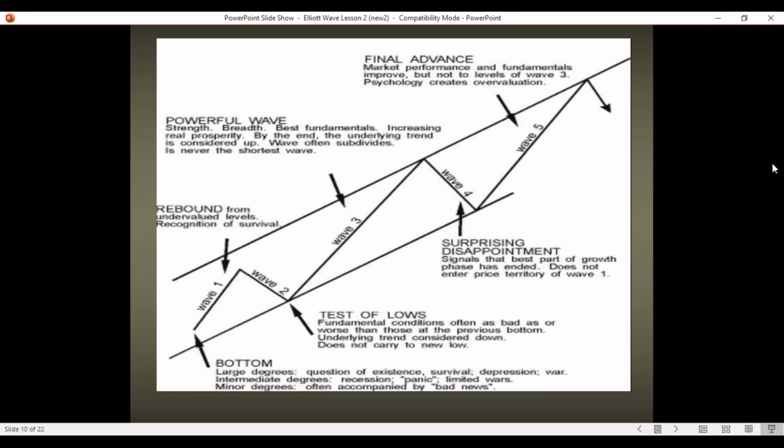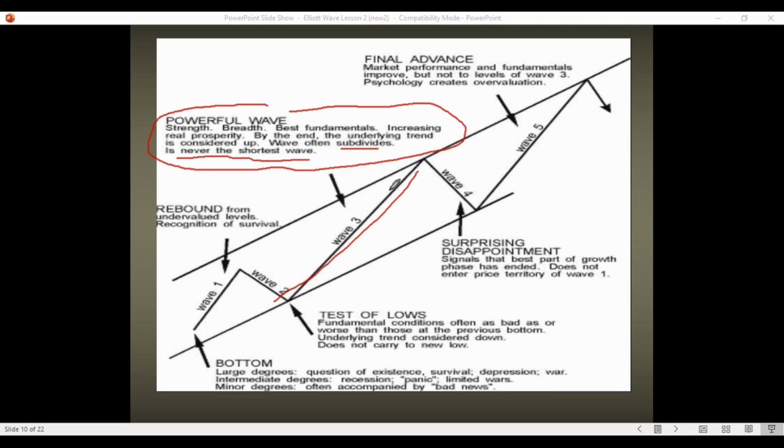All right. Then you go into wave three. Wave three is the most powerful wave. Its characteristics are strength, breadth, the best fundamentals, increasing real prosperity. By the end, the underlying trend is considered up. The wave often subdivides. Remember, we talked about wave extensions last week when we were going over those wave rules, and it is never the shortest wave. Wave three is usually when people start to be drawn into a stock.